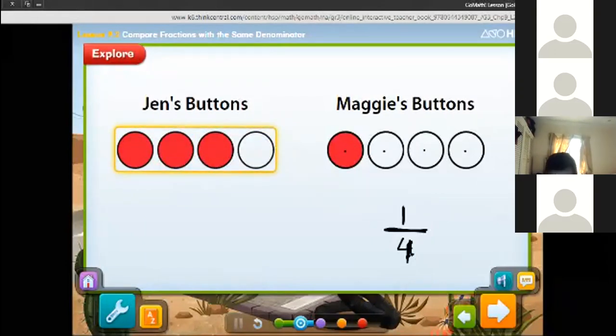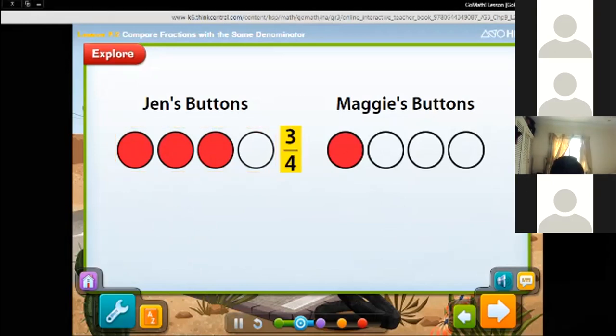Okay, did you get that? For Jen, how many red buttons for Jen? 3 over 4. Over 4 as well. Why 4? Because the whole buttons are 4. The number of buttons here is 4 as well. So we can compare 3 over 4 and 1 over 4. 3/4 of Jen's buttons are red. What fraction of Maggie's buttons are red? 1/4 of Maggie's buttons are red.